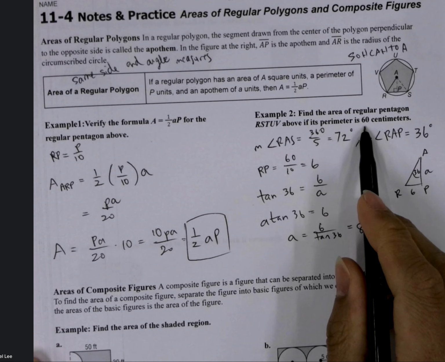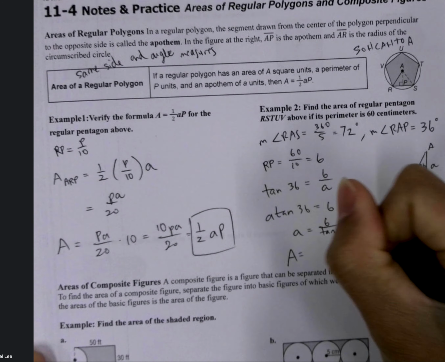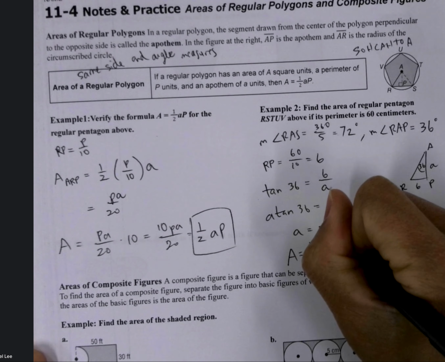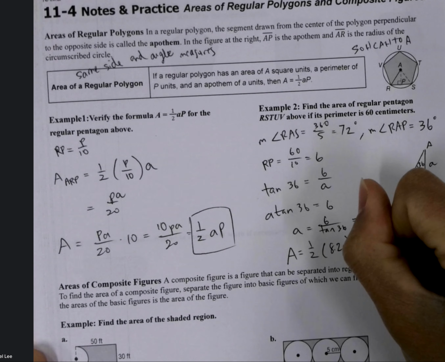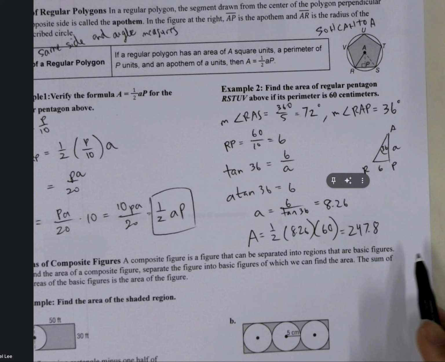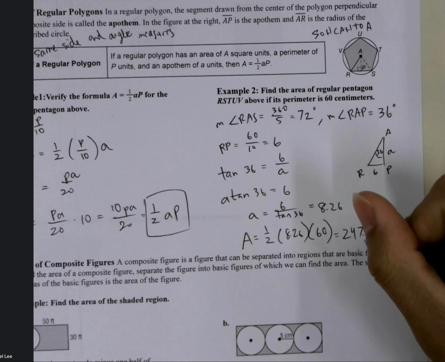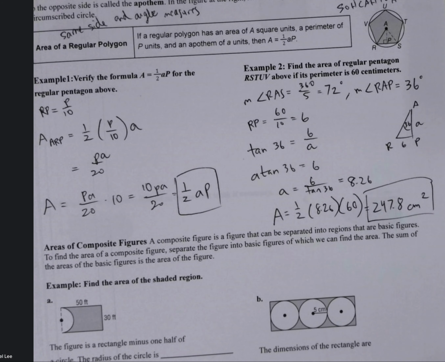And now that I have the apothem, finally, I can go ahead and plug in because I know my perimeter is 60. I know my apothem is 8.26, so I can find the area. So area is equal to 1/2 apothem, 8.26, times the perimeter, 60. And I'm going to drop that all in a calculator. 0.5 times 8.26 times 60 is equal to 247.8. And remember, when we're dealing with area, we do need to put the units down, which is centimeters, and units are always in units squared when we're dealing with area. So that is our final answer.